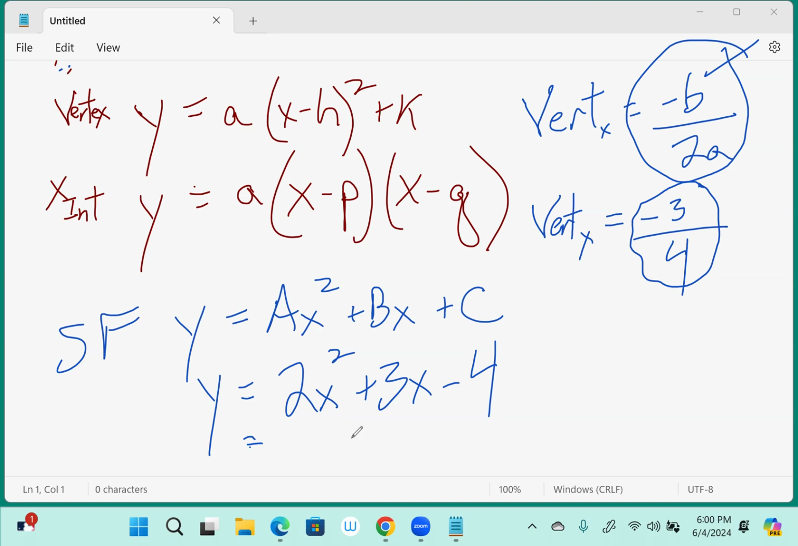So plug in -3/4 for x. In other words, we're trying to figure out what the y coordinate is. So 2 times -3/4 squared and then -3/4. The 2 is not being squared. So you have to square the -3/4 first and then multiply it by 2.